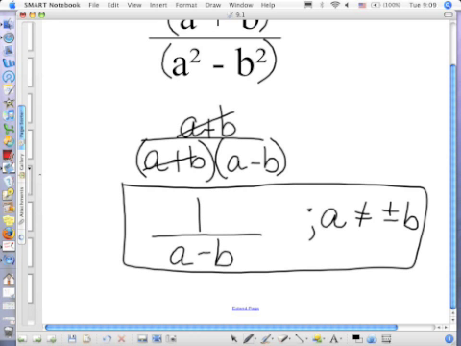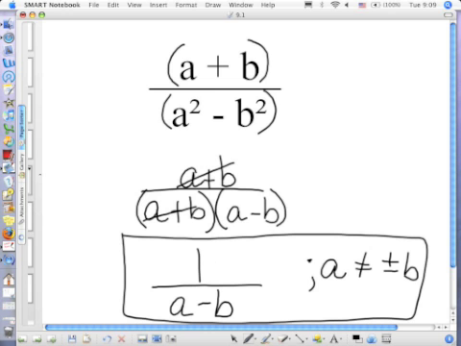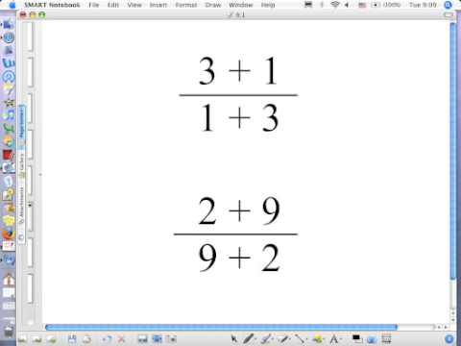Simplifying rational expressions. Which means we need to be really good at doing what? Factoring. Okay, now I want you to pay attention. Don't write this down. We're trying to cancel things that are the same, like a plus b. Now, if I have 3 plus 1 over 1 plus 3, the order is different, but is that the same thing? Yes, because they're both 4, and so they can cancel, and the answer is 1. Just the same, 2 plus 9 over 9 plus 2 is 11 over 11, which is 1.